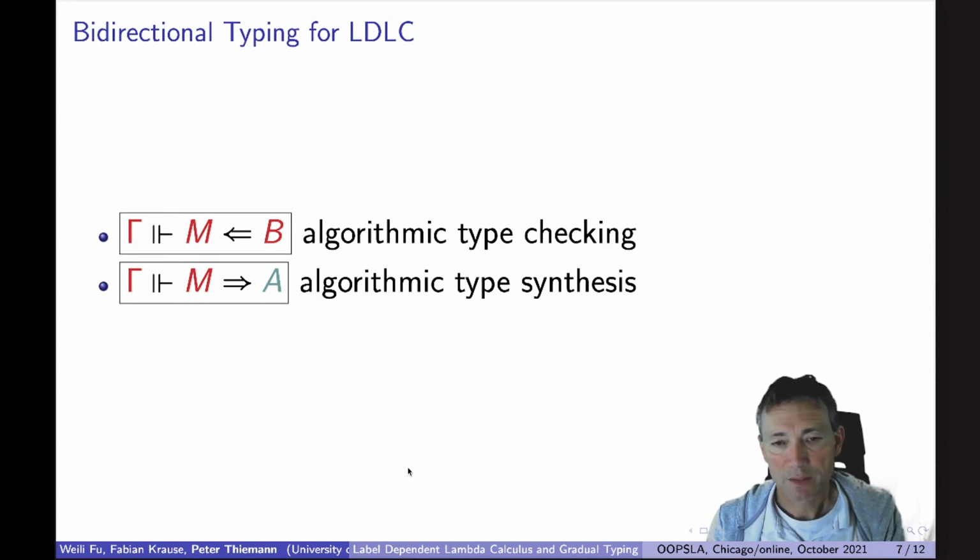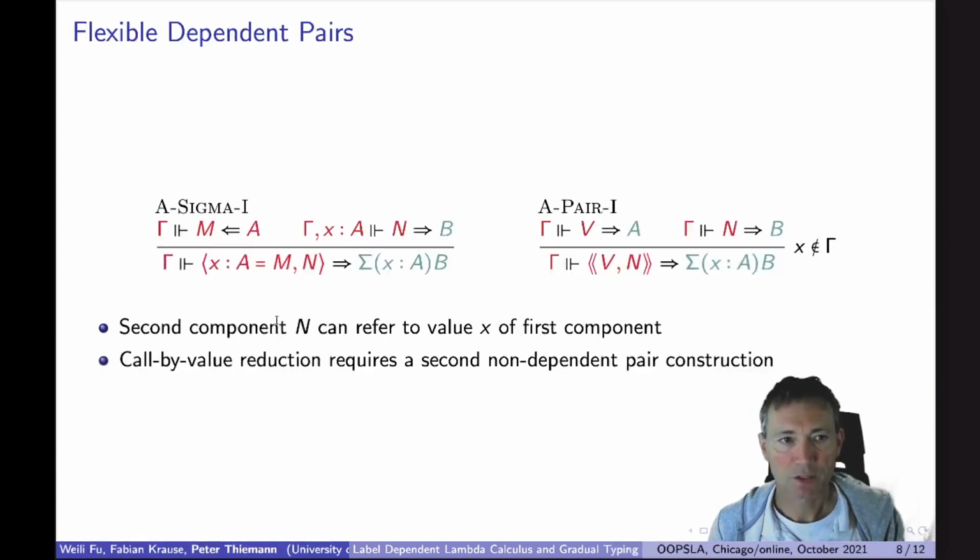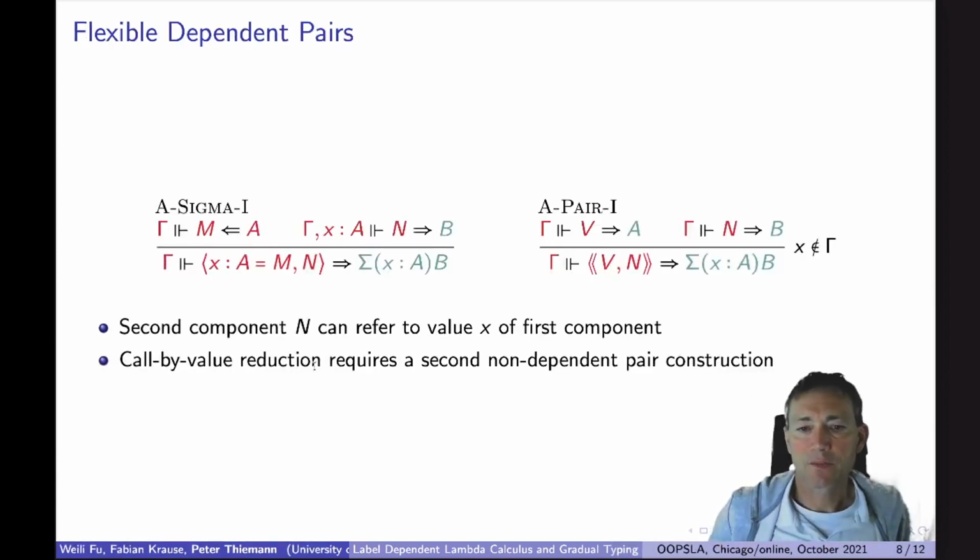Right, to get you in the mood, I need to show you a couple of typing judgments. Bidirectional typing means that we need to look at least at 2 typing judgments. The first one here is the checking judgment that says check the term M against type B in typing environment gamma. And the other one is type synthesis that says synthesize the type A from term M in typing environment gamma. The color coding, red means inputs to the typing judgment, and green indicates outputs of the typing judgment.